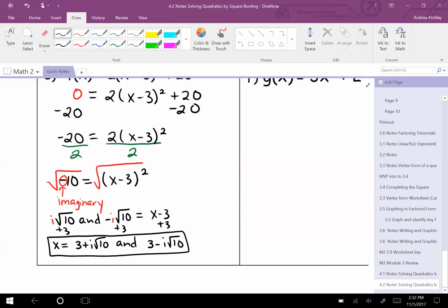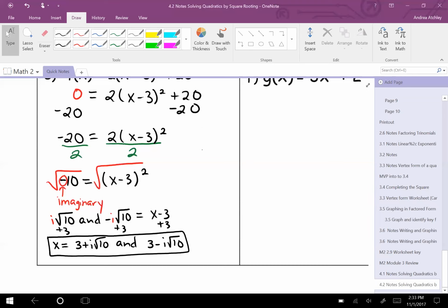Okay, make sure you have that imaginary number. Now, what does that mean? Okay, when we solve a quadratic, we're looking for the x-intercepts. So what does that mean if my answer is imaginary? It doesn't exist. That means that you don't actually have x-intercepts here.